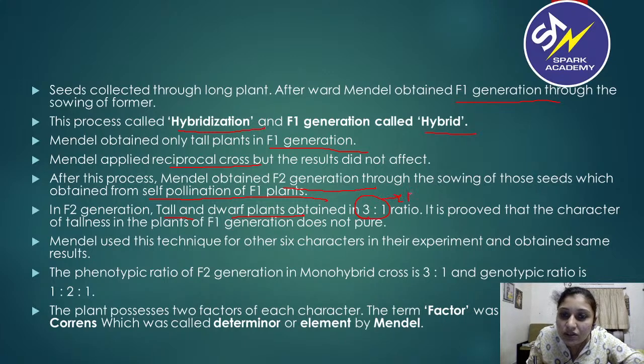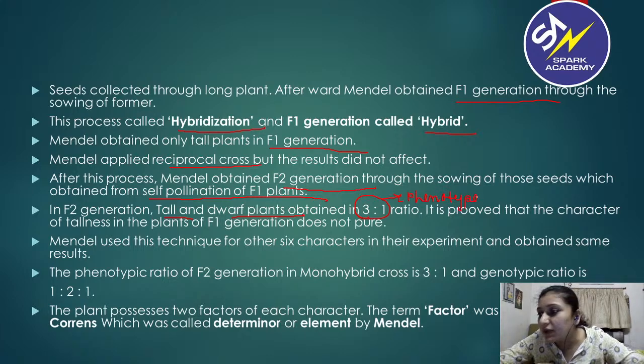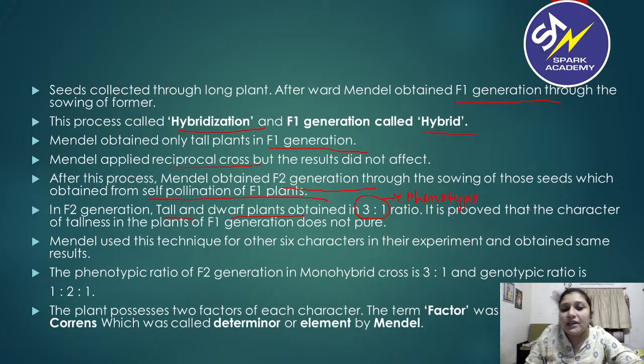This is known as phenotype. Phenotype is whatever we can see. Whatever we can see outside is because of the genes present inside. If we look into the genes that are responsible, that is known as genotype. So genotype and phenotype. Here, the phenotypic ratio is 3:1.